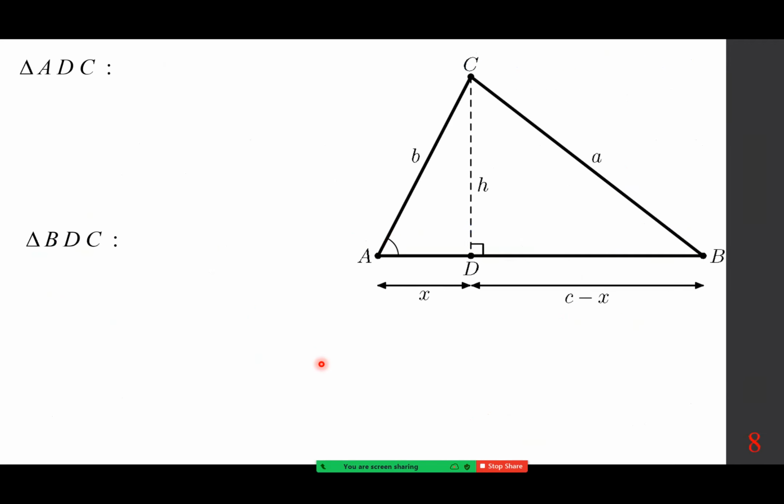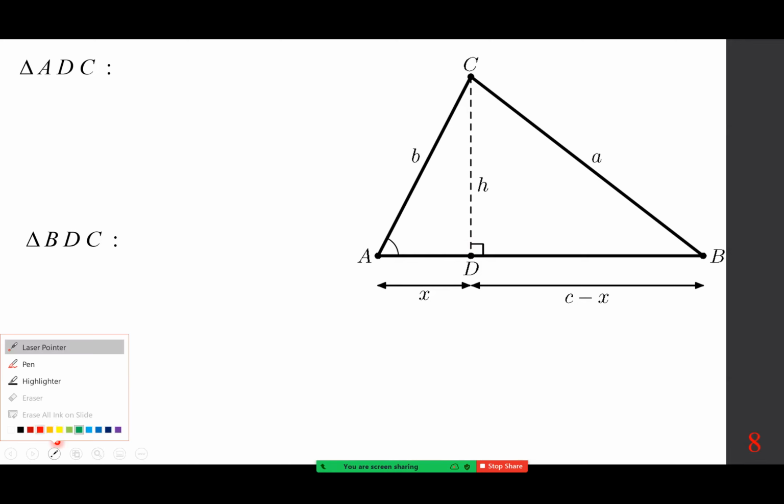Let's quickly look at the proof of this. We have any triangle, we drop a perpendicular. This is a 90-degree angle, and it comes up with two triangles. One of them is ADC, and one of them is BDC. So we look at each case. Each one is a right triangle.